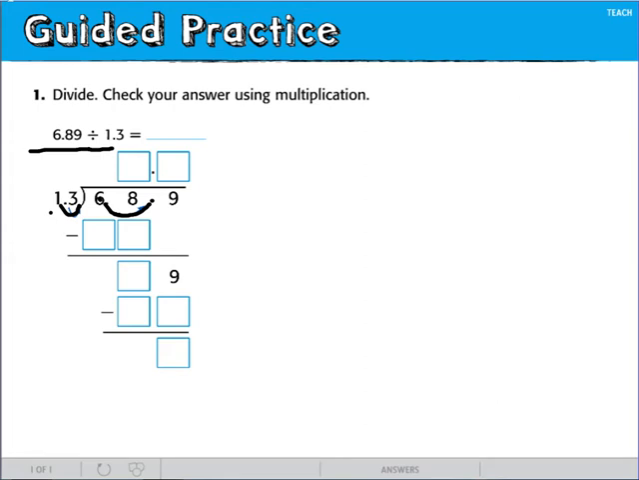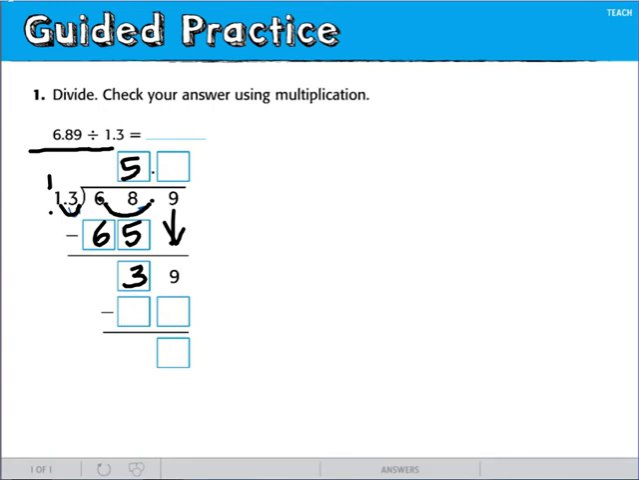Let's find out. 1. So 5 times 3 is? 15. Regroup my 1. 5 times 1 is? 5. Plus 1? 6. That's pretty close. Let's subtract it and find out. 8 subtract 5 is? 3. 6 subtract 6 is? 0. I bring down my 9. Because 3 is less than 13, correct? Alright, so we're good. I bring down the 9.